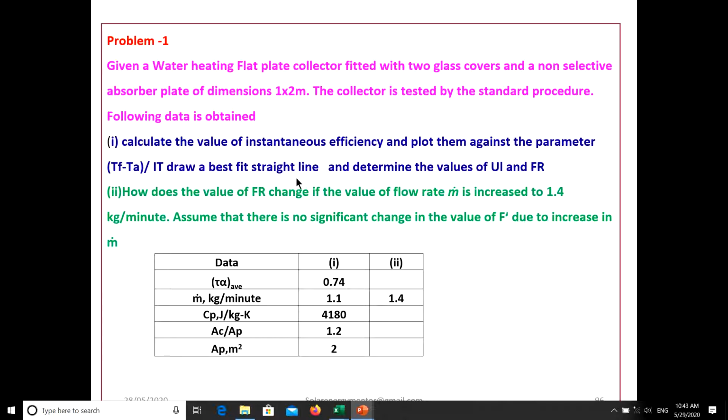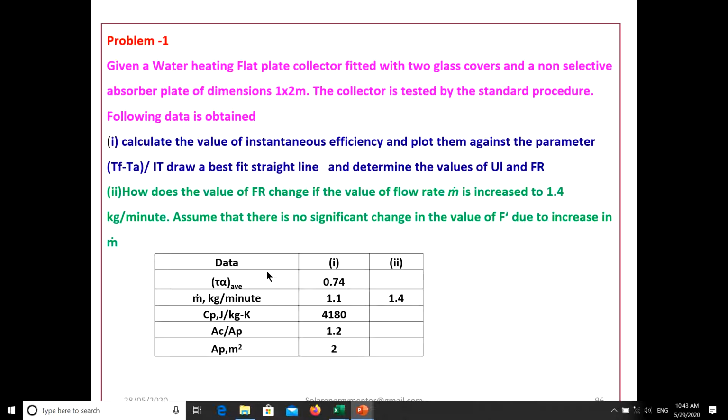Draw a best fit straight line and determine the values of UL, that is overall heat loss coefficient, and heat removal factor FR. Secondly, how does the value of FR, that is collector heat removal factor, change if the value of flow rate m dot is increased to 1.4 kg per minute? So assume that there is no significant change in the values of F dash, collector efficiency factor, due to increase in the m dot. So let's try this example.